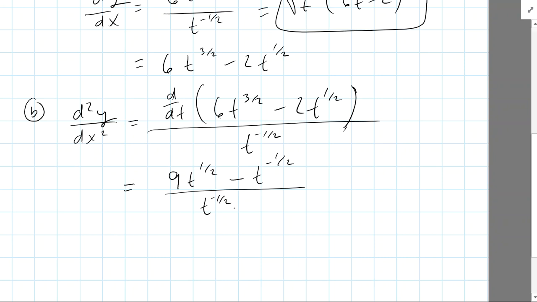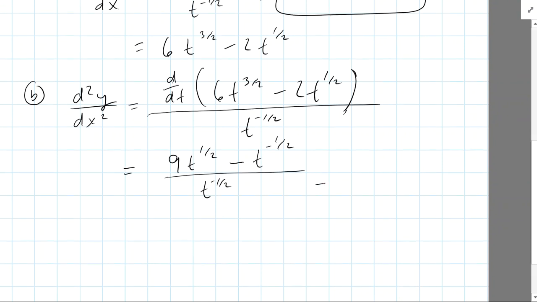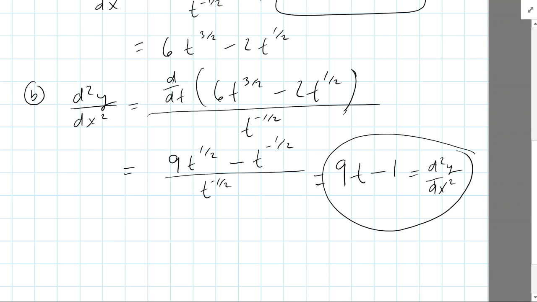Okay, break this into 2 fractions. Is this going to simplify to 9 times, well, I have t to the 1/2 minus a negative 1/2 means it's t. Yes? Everybody got it? And then this one, is that just 1? So it's minus 1. So that is equal to the second derivative. And that wasn't a bad result, was it? You just had to get there. They're actually kind of fun when you get the hang of them. They're fun compared to what I have to do.